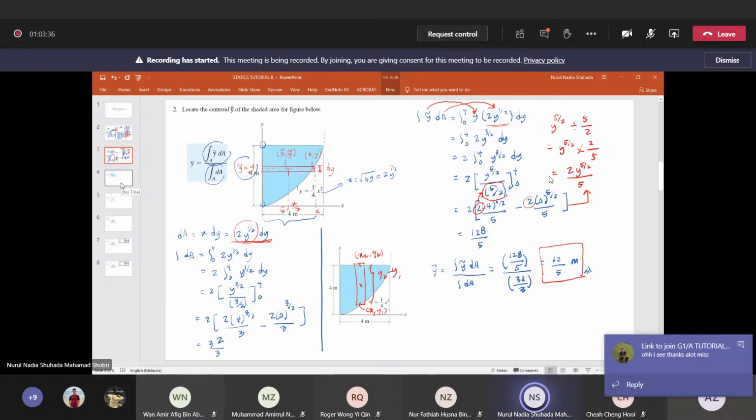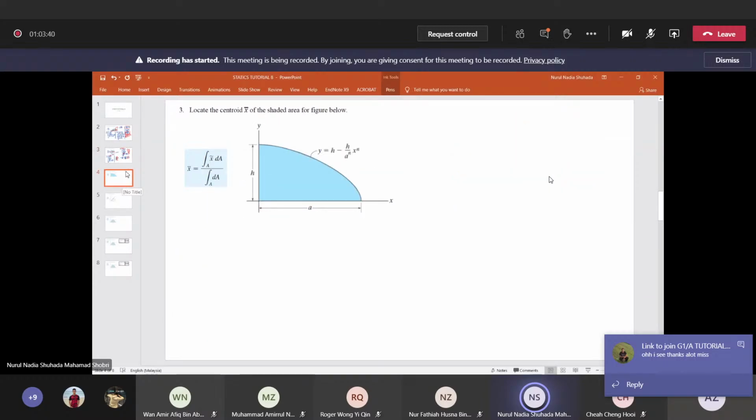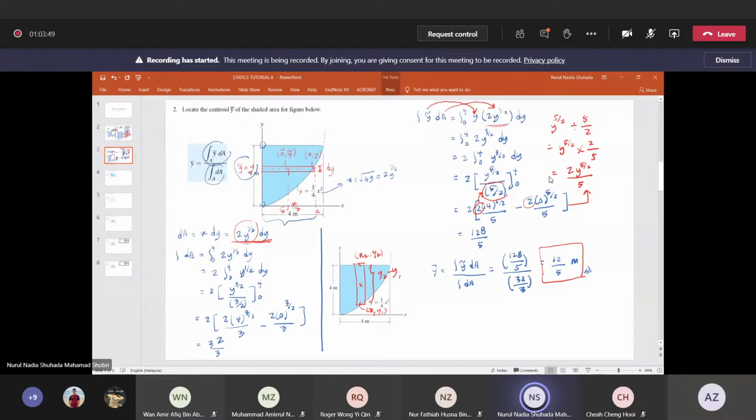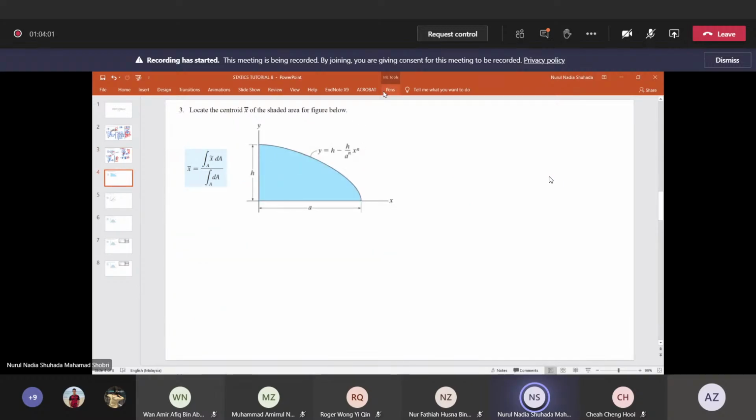If you guys are okay with questions number 1 and 2, we proceed with question number 3. So for question number 3, we don't have any value. We only have alphabet. So what we are going to do is just simplify the equations until the simplest equation that you can give. That's the main objective for this one.